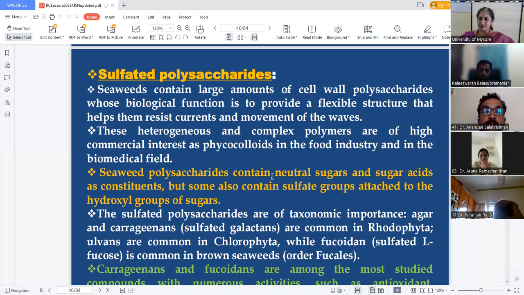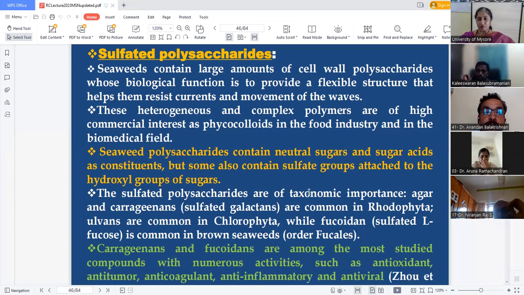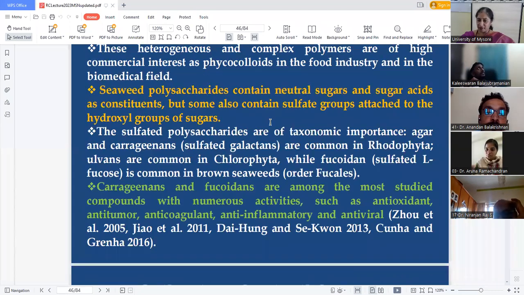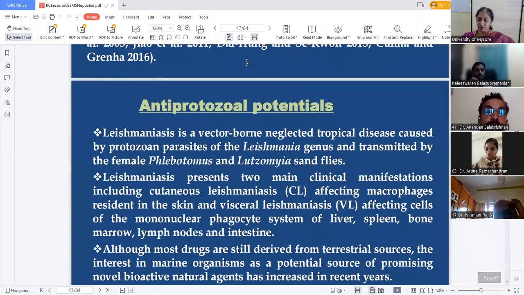There are seaweed polysaccharides, mainly sugars and acids of sugar, which contain sulfate groups attached to them. So they are referred to as sulfated polysaccharides, which have important binding properties. Taxonomically, they are very, very important. There are fucoidans, then carrageenans, alginates, etc. And they are known to be proven sources of antioxidants, anti-tumor agents, anticoagulants, antiviral and anti-inflammatory agents. All these are taken from related published articles.